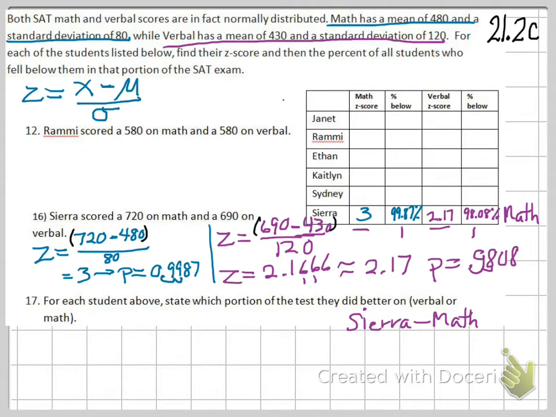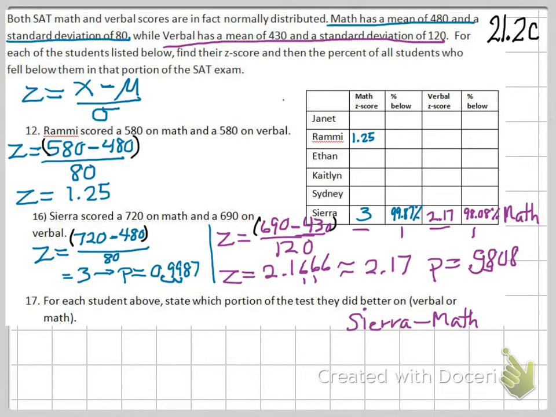Let's do Rami's math. Z equals, his score was 580, minus the mean for math, which was 480, divided by the standard deviation for math, which was just 80. Throw some parentheses around that if you need them. And this one turns out to be 1.25. I'm going to fill in Rami's math z-score, 1.25.